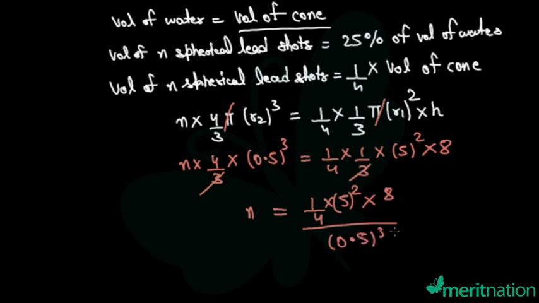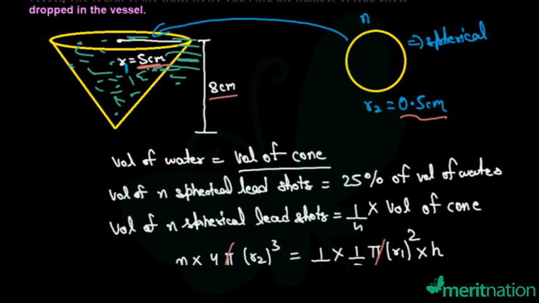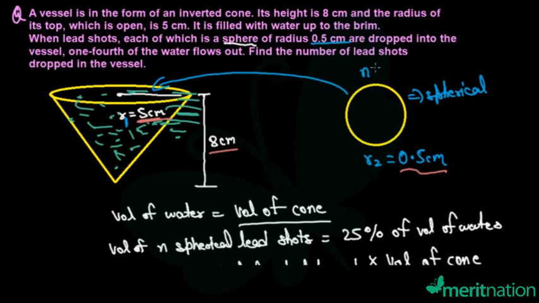divided by 0.5 cube into 4. If you calculate this value, guys, the value of n comes out to be 100. Yes, there are exactly 100 spherical shots which are dropped inside this vessel. The value of n is equal to 100. So if we drop 100 spherical shots inside this conical vessel, you will see 25% of the water, 1/4 of the water, would flow out of this vessel.